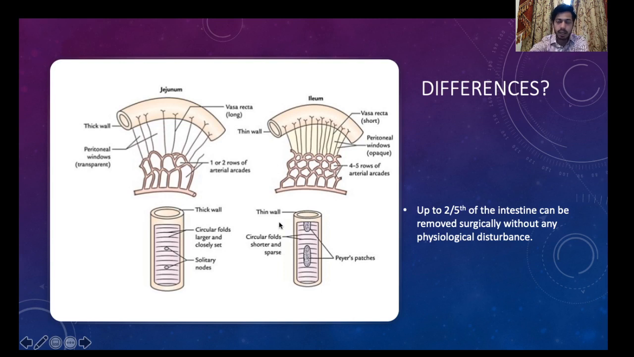An interesting point is that you can have up to 2/5 of the intestine surgically removed, and there would be no physiological disturbance. By physiological disturbance, I mean that, for example, there wouldn't be too much discrepancy in, for example, reabsorption.